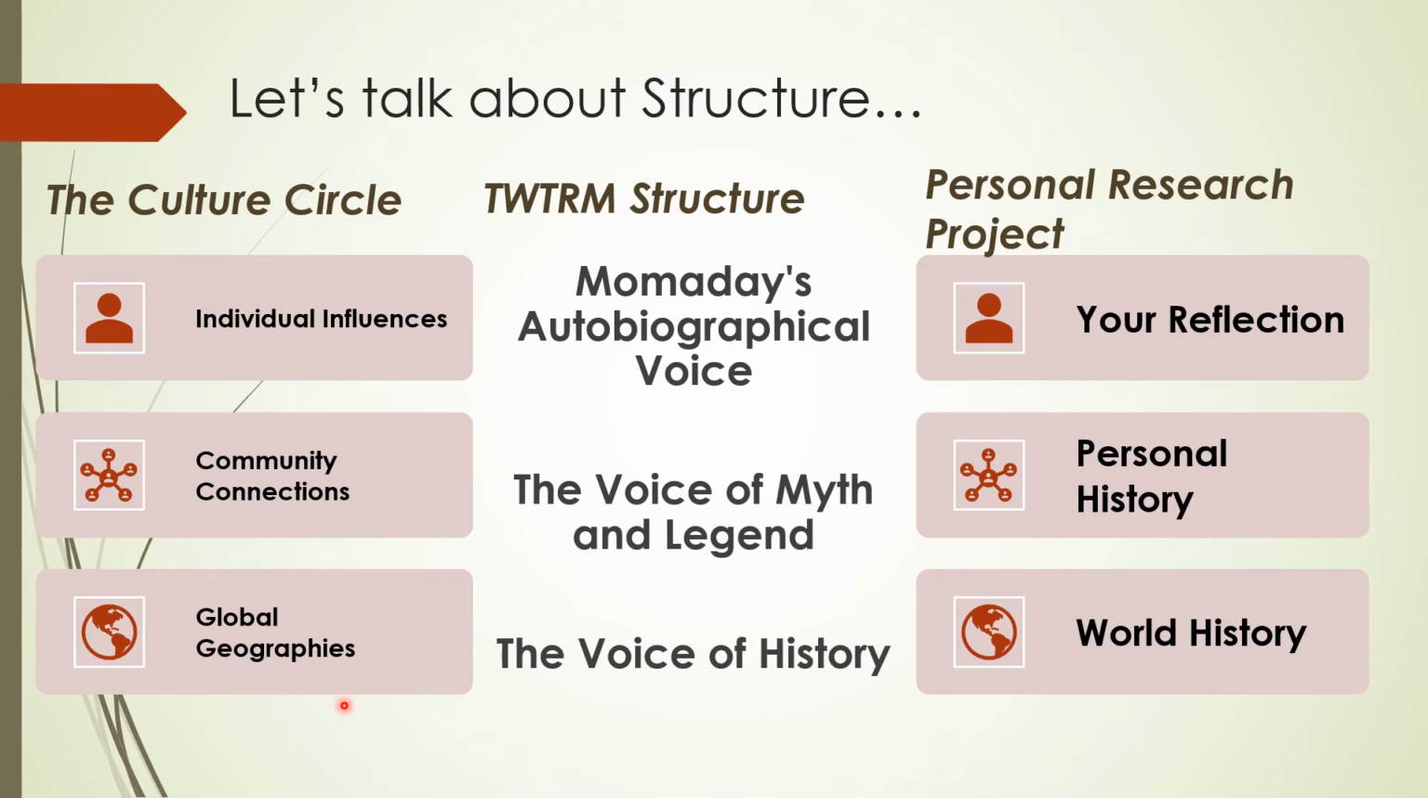with the whole world. In The Way to Rainy Mountain, that's the voice of history, right? The Anglican Western version of history of the Kiowa tribe. And then for your personal research project, that's world history, so that's the current events piece. So that's just a little bit on the structure of the novel, and hopefully we'll talk a bit more about it in class. But anyway, I wanted to connect that to The Way to Rainy Mountain and to the Culture Circle like we did on Wednesday.